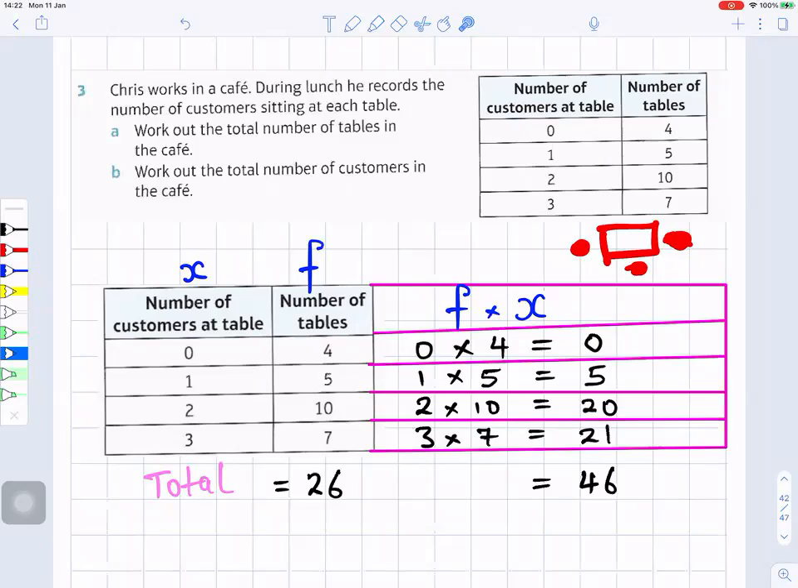And people will sit on their own. Some people will sit 2 together. Some people will sit 3. So there are 26 tables in total in the cafe.